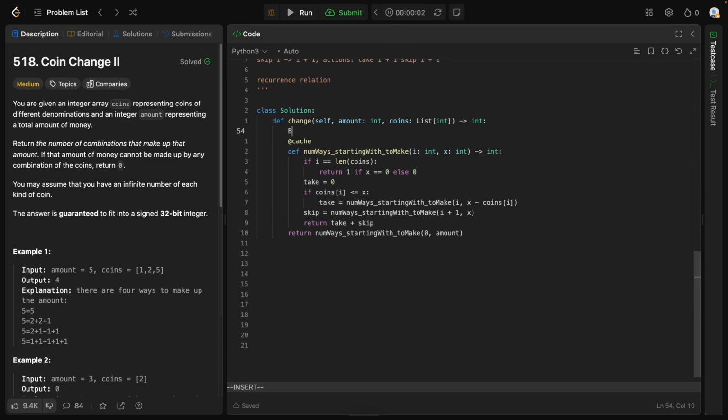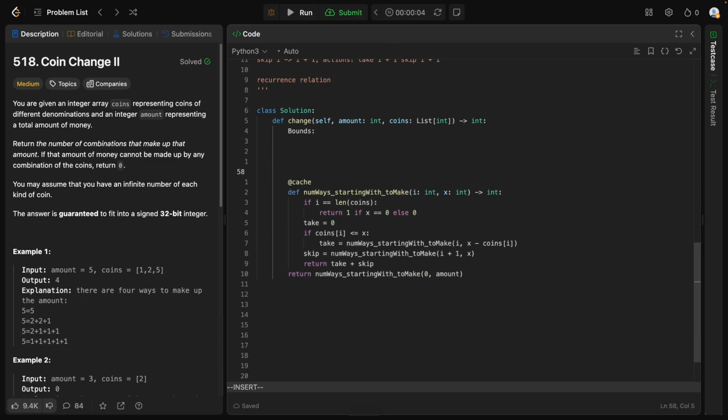First, I'll figure out the bounds of my parameters. For the coin index i, the lowest it can be is my starting value 0, and the highest it can be is my base case, length of coins. So the bounds for i are 0 to length of coins. For the amount x, since I have this if check, the lowest it can be is 0, and the highest it can be is my starting value, amount. So the bounds for x are 0 to amount.